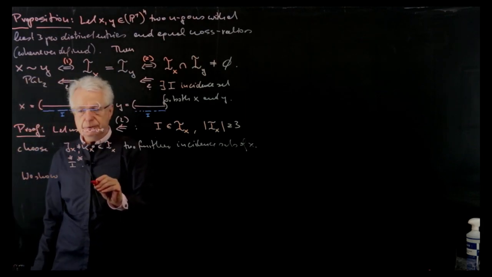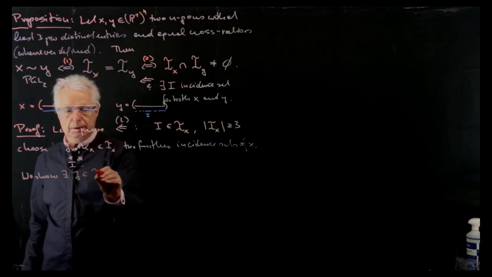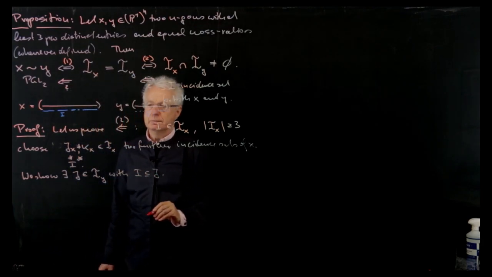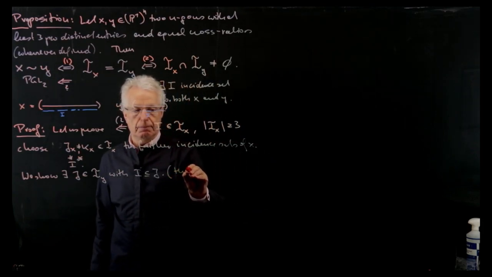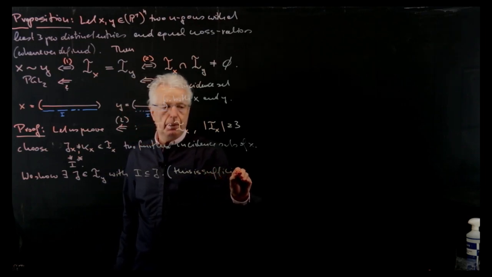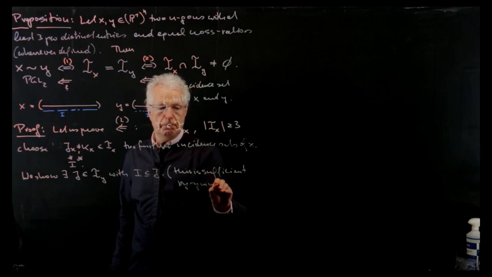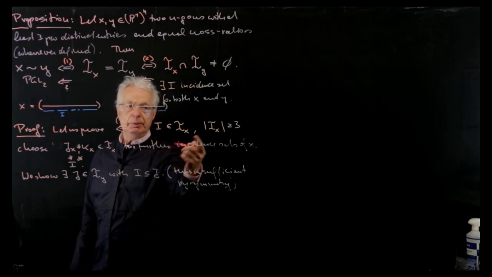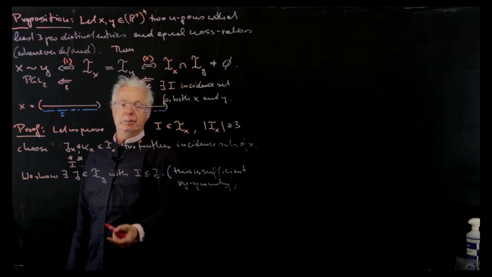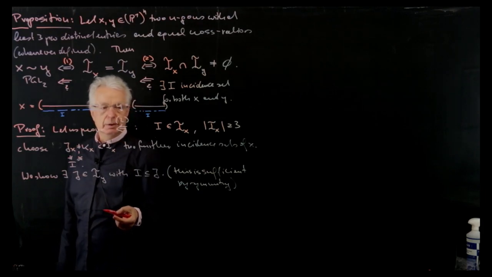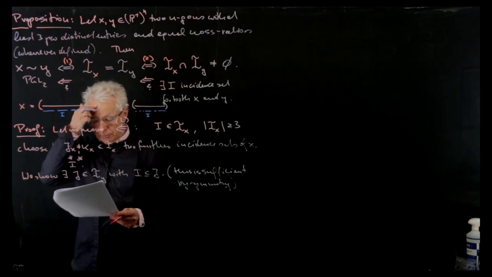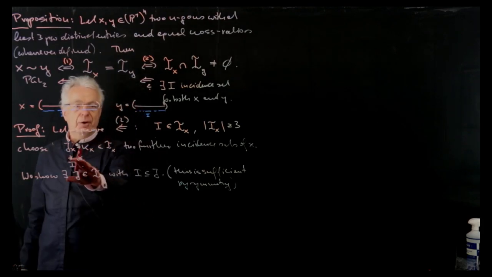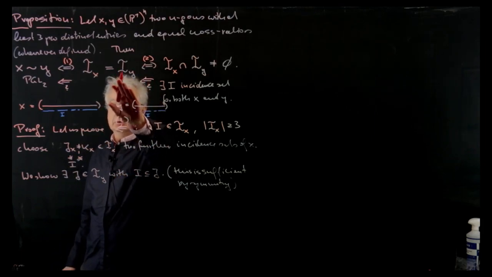Now, we show only half, but this will be sufficient. There exists a j in Iy with I contained in j. This is sufficient by symmetry. No? Because interchanging the role of I and j, we know that j will be contained in an incidence set of x, but this must be then equal to I because we have partitions. Okay, this is sufficient. So as I was arbitrary, we will get this condition.